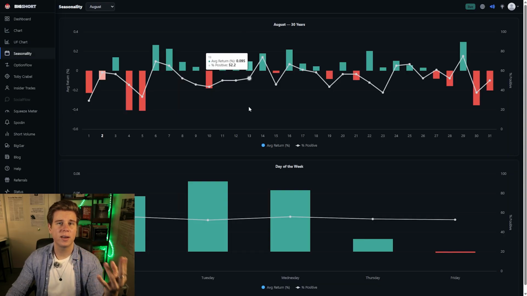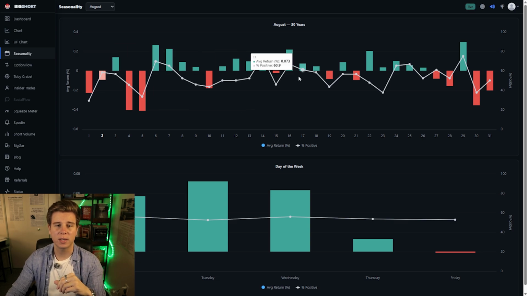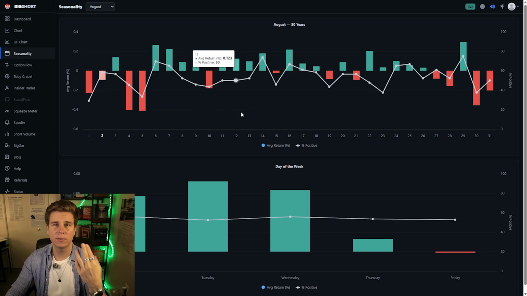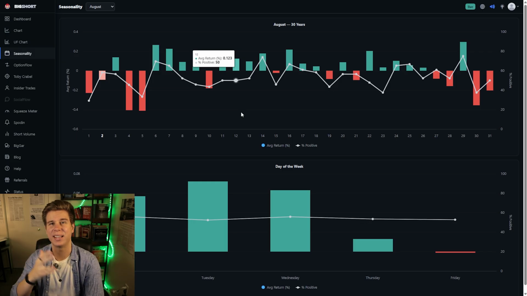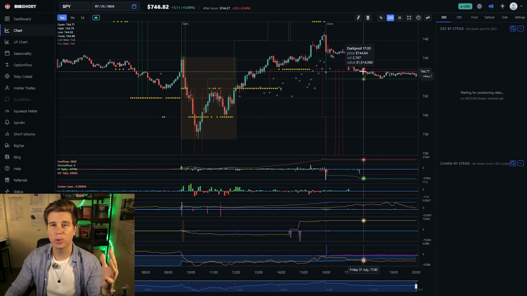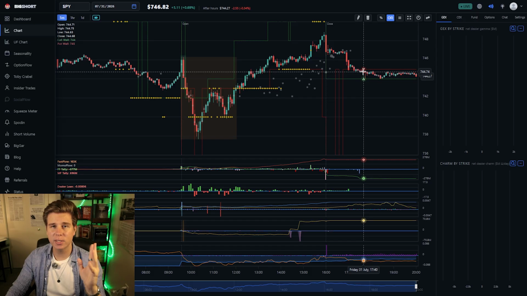Next, you want to check the seasonality tab to get an idea of the historical SPY performance for the specific date. This is based on 30 years of data. And while this is a weaker force in the market, it's still good to have a little bias and a little understanding of what the seasonality tends to be. And finally, we have our main chart, which is where you'll be spending most of your time. So let's get into this main chart.